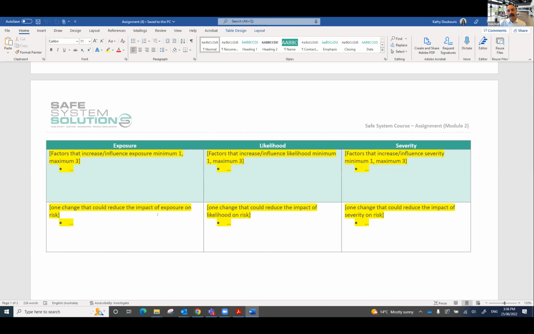Severity is going to be that you improve speed, angles, vulnerability of users through any mechanisms you want: roundabouts, raised platforms, barrier systems, any energy management type devices, or other ways to influence severity.